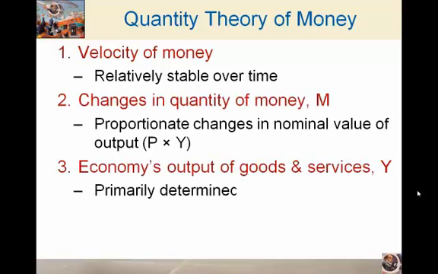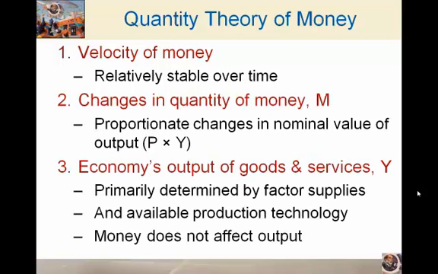So that's number one there, velocity of money is relatively stable over time. So if we do get a change in the money supply, we seem to get a proportionate change in the nominal value of output. In other words, nominal GDP increases roughly in the same proportion. What about Y? Well, Y is dependent on the amount of factors of production that we have. We know that from the production possibility curve, and also on technology in the economy. So money, on the whole, by the way, I disagree with that last statement there. On the whole, it doesn't affect output.